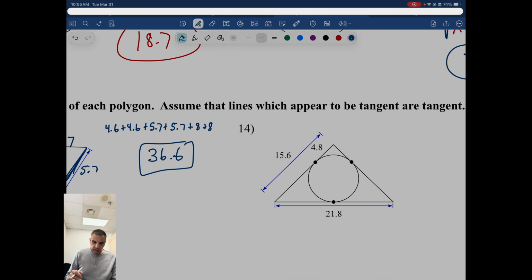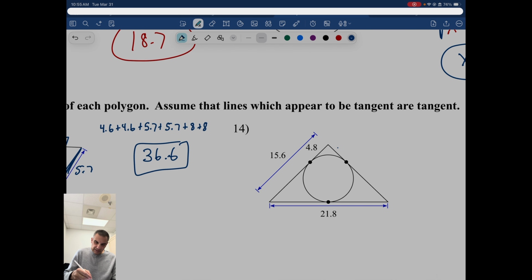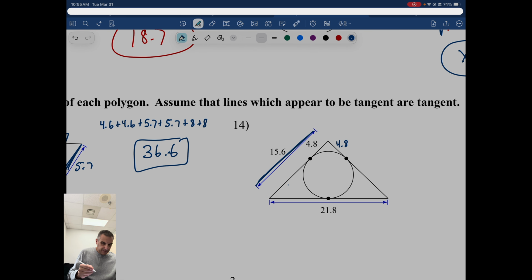Number 14, all right, I got a 4.8 there, so I know that's 4.8. This whole thing is 15.6, so if I go 15.6 minus 4.8, I get 10.8, making this one 10.8. I know this part is 10.8, the whole thing is 21.8, so 21.8 minus 10.8, you get 11 and 11.